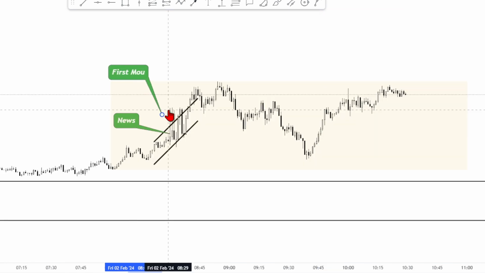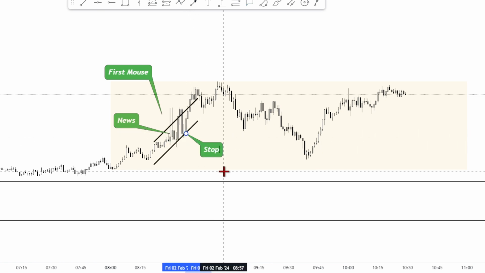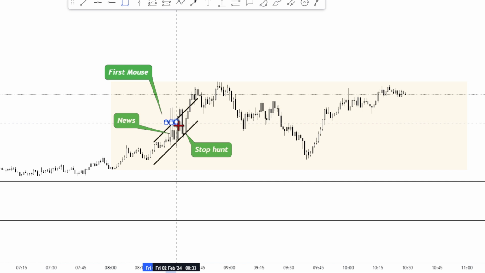There's a nice little parabolic channel. They attempt to come out first to the top side. That's the first bounce. Then they stop hunt back down to the bottom of the channel, and that gives me a green light to take this trade. It goes vertical back to the high of the day, not quite as far as I was expecting.